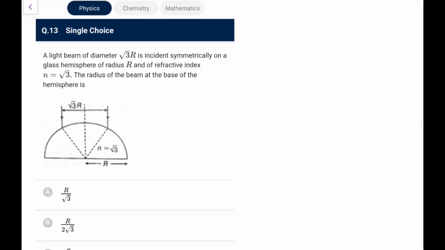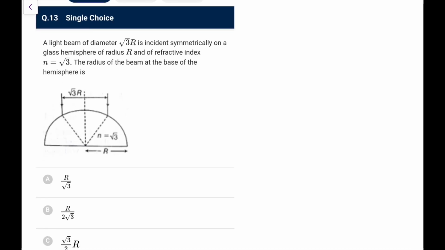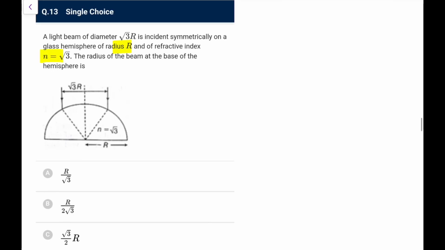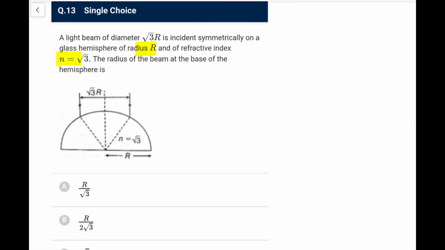Next. We have a light beam of diameter √3r incident symmetrically on a glass hemisphere of radius r and of refractive index √3. The radius of the beam at the base of the hemisphere is going to be. Okay, now this is different from the question where the beam was of very small width. The width is very large. So first of all, I know this would be the normal at the point of strike. Let's call it A, let's call it B, both will be symmetrical.